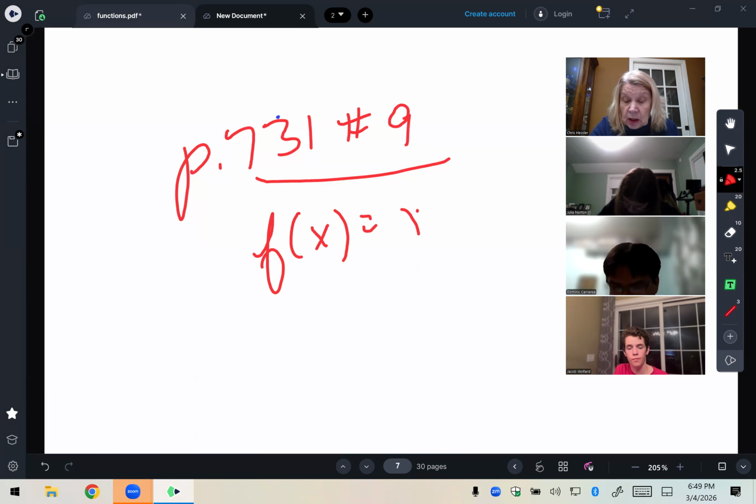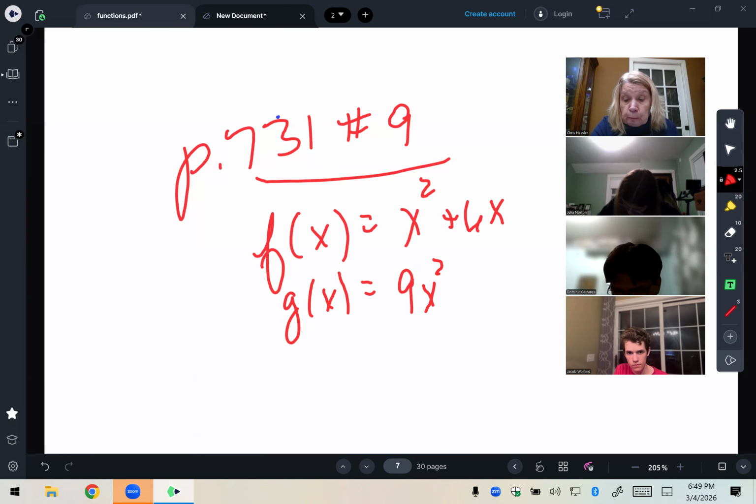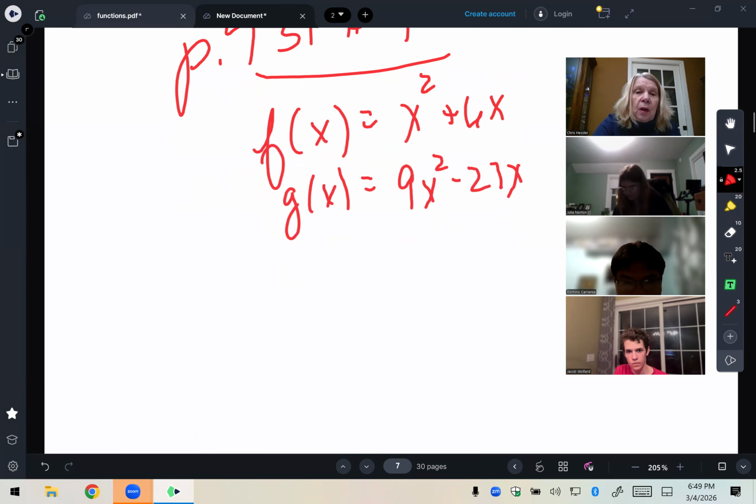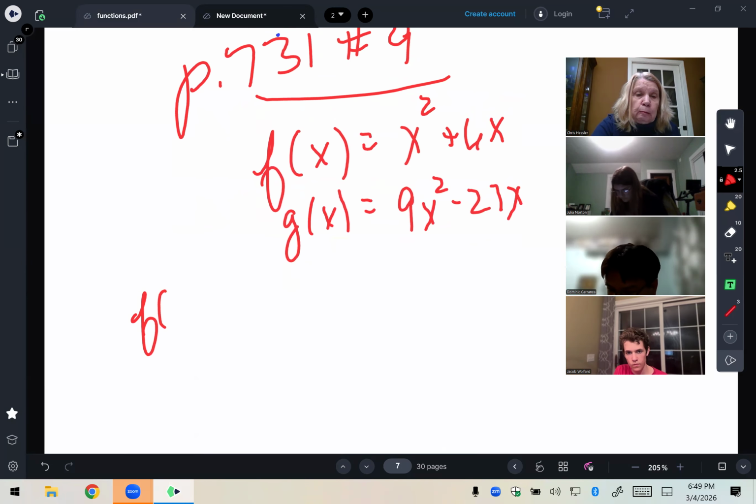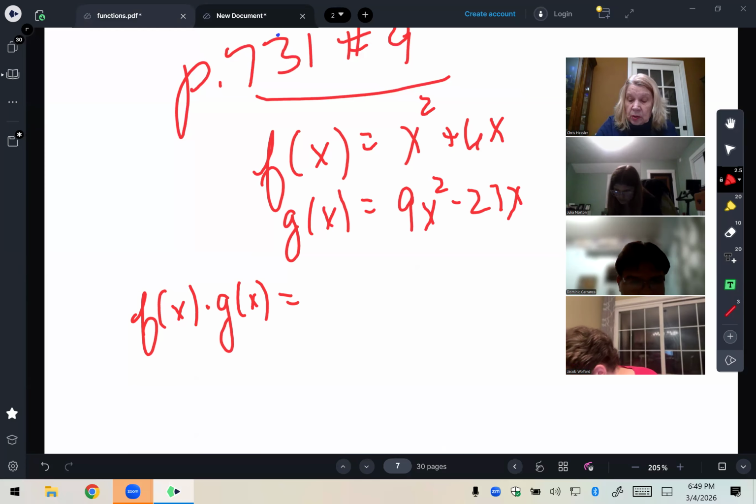f of x is x squared plus 6x. g of x is 9x squared minus 27x. Our job, so we know f of x times g of x. So what will we do here? Okay, so that's a bx, right? Yeah, that's a bx, sorry. 9x squared minus 27x. Okay.